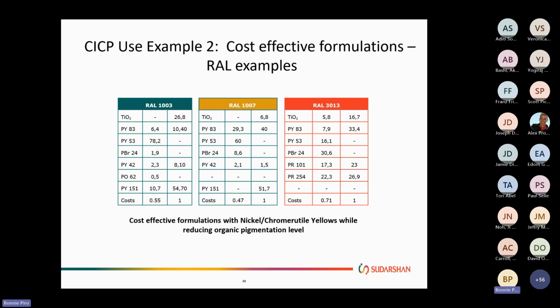The second example is creating more cost-effective formulations. And the cost effectiveness comes in a couple of ways. That could be you as a formulator taking advantage of the hiding impact of CICP so that your P2B, your pigment-to-binder ratio, in your formulation is lower.